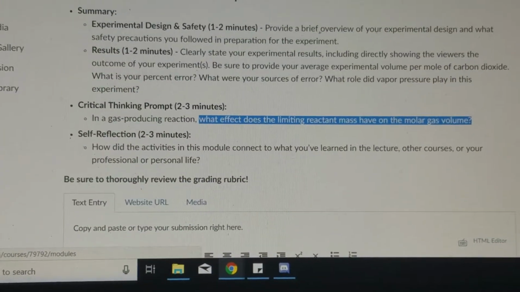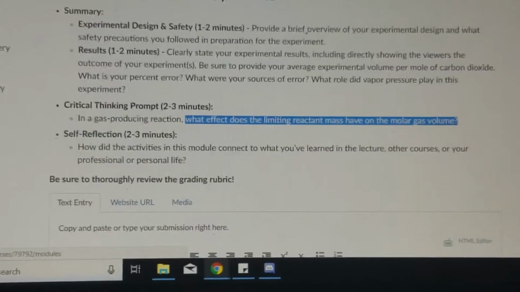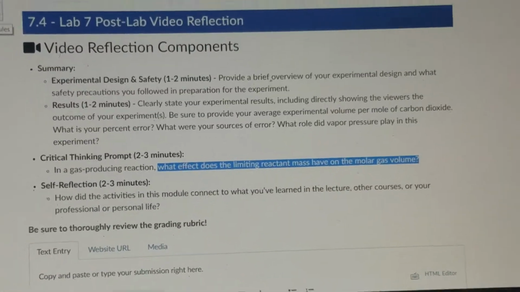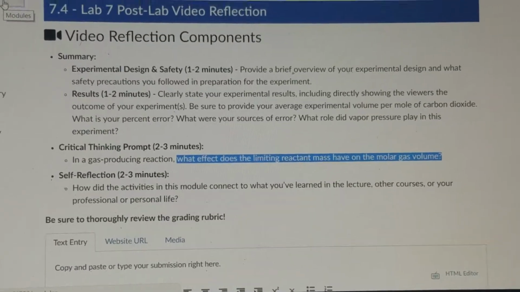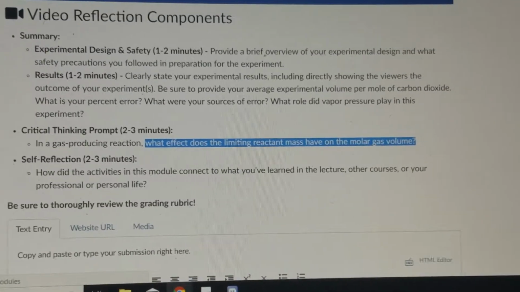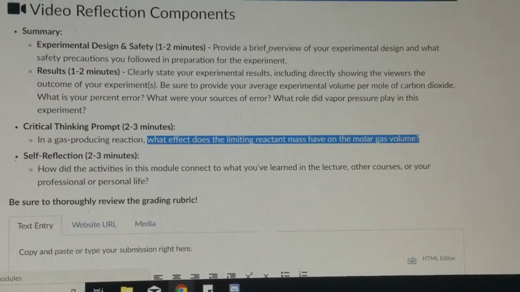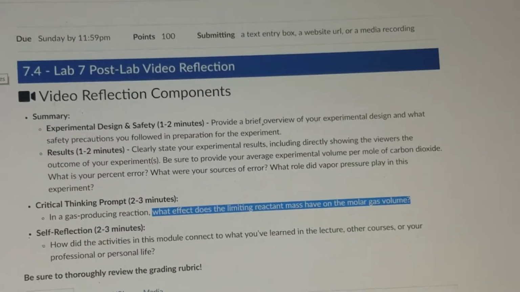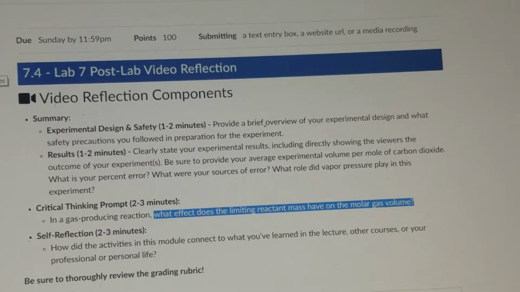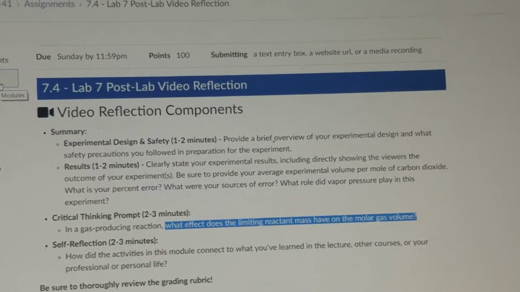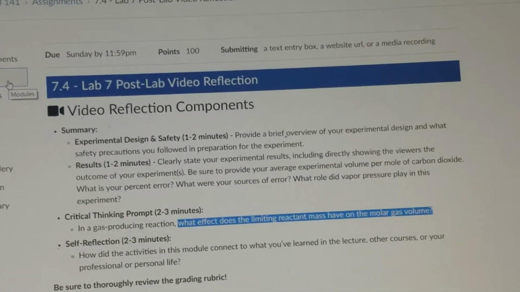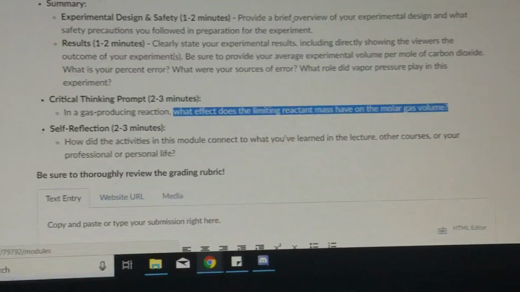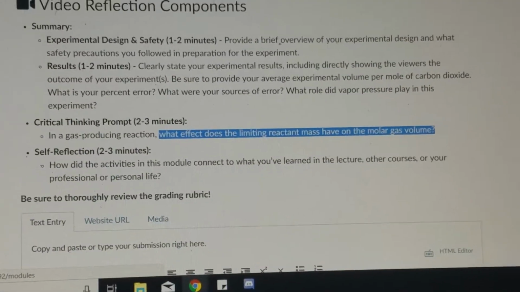Coming back to the critical thinking part, what effect does the limiting reactant mass have on the molar gas volume? The limiting reactant over here is sodium bicarbonate and sodium carbonate, and it has a huge impact, because the amount of sodium bicarbonate and sodium carbonate will determine the amount of CO2 produced, and in return it will determine how much water will be displaced.